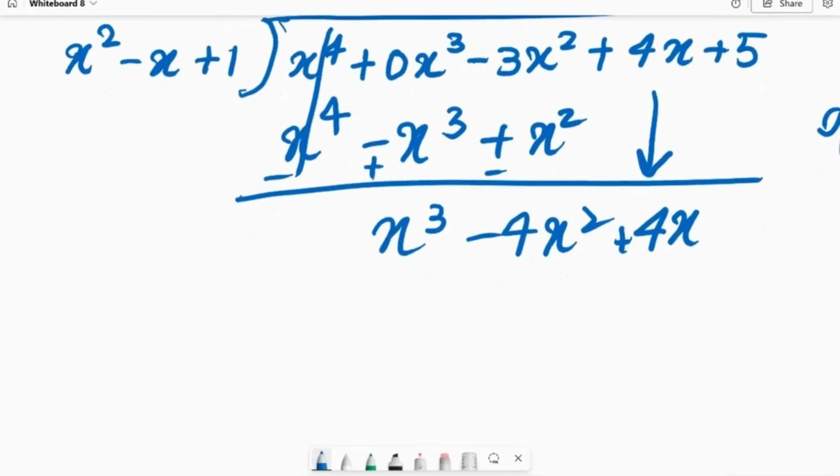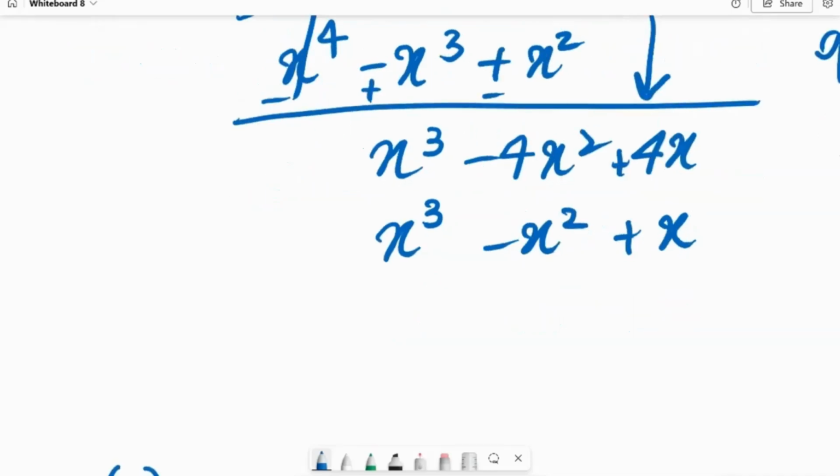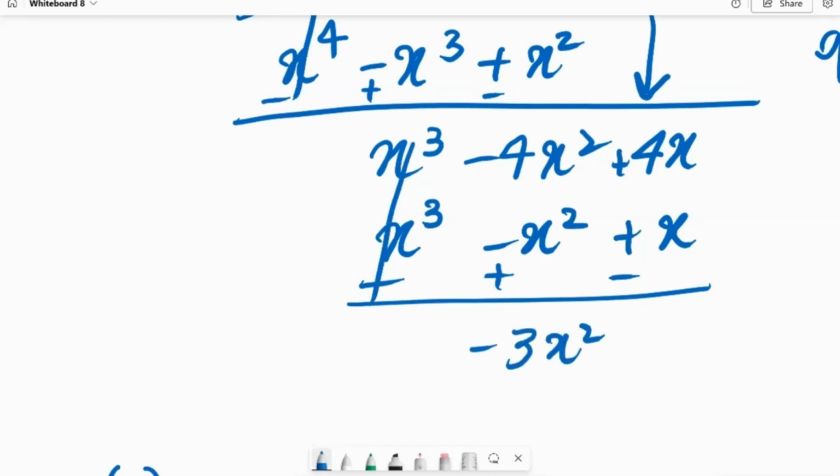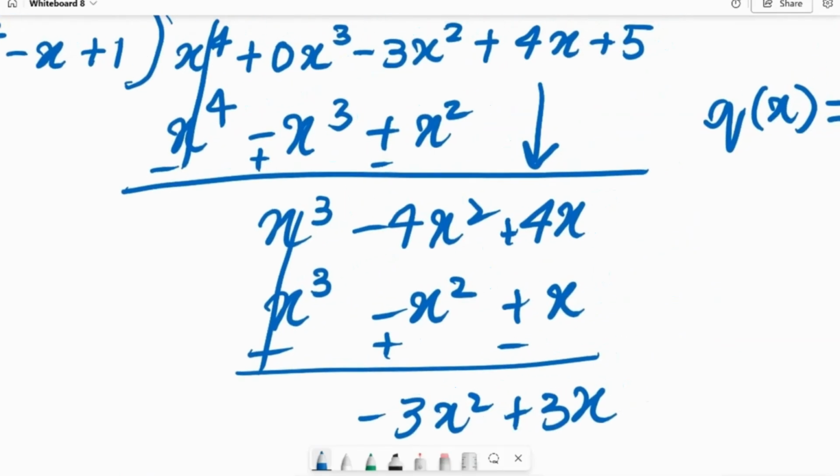So this would be x cube minus x into x is multiplying with x, right? So minus x into x is minus x square. Next 1 into x is x. Now change the signs. This would be minus, this would be plus, and this would be minus. This is 0. And minus 4x square plus x square is minus 3x square. 4x minus x is plus 3x, and bring this 5 down here. So this will be plus 5.